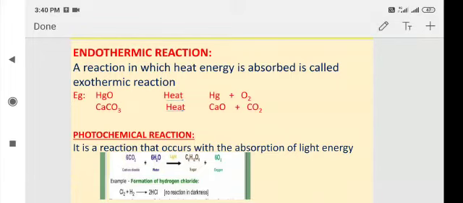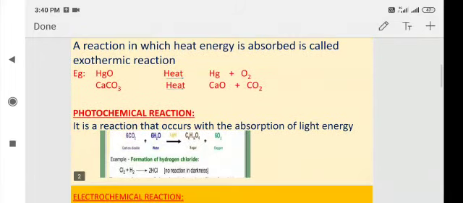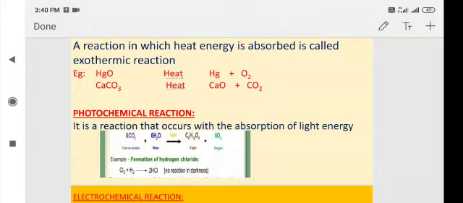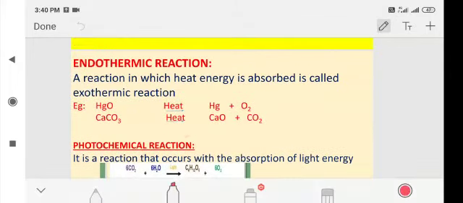Simple one: mercuric oxide. When you supply heat energy, when you heat it, this mercuric oxide breaks into mercury and oxygen. The compound mercuric oxide, which is orange in color, on heating breaks into mercury and oxygen. This reaction happens only if you supply heat energy.